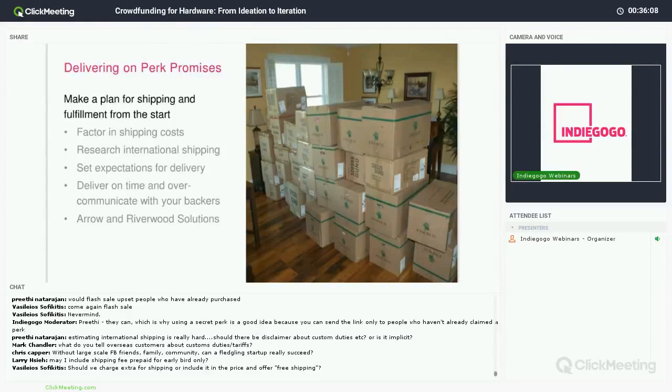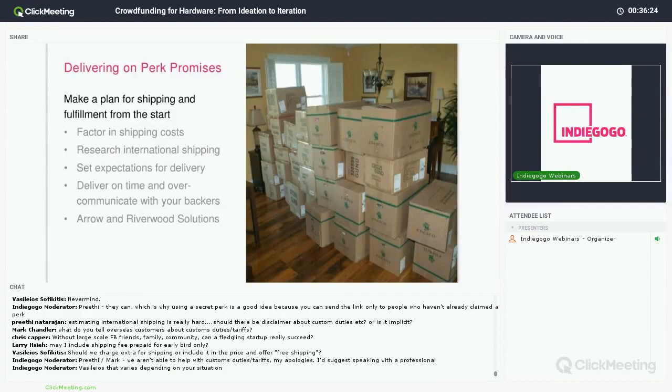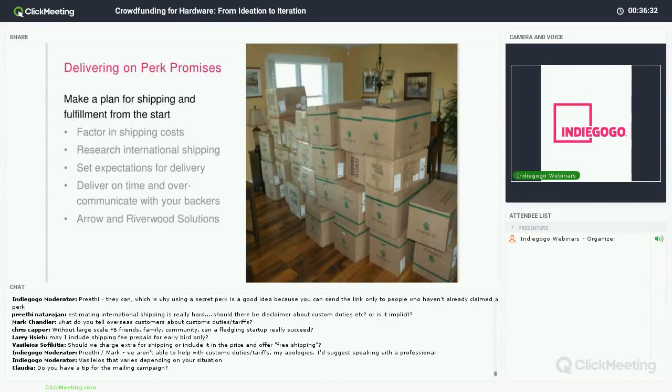People will be understanding. And of course, this last one is Arrow and Riverwood Solutions. At Indiegogo, we've got a lot of really great partnerships that campaigners really benefit from when they're part of our platform. And Arrow and Riverwood, I think, are two of the biggest ones. Arrow helps you assess the feasibility of your product, and you'll get a stamp on the page that says, this is a product that can be made, and we've looked at the plans, and this makes sense, which is really helpful to help establish trust.